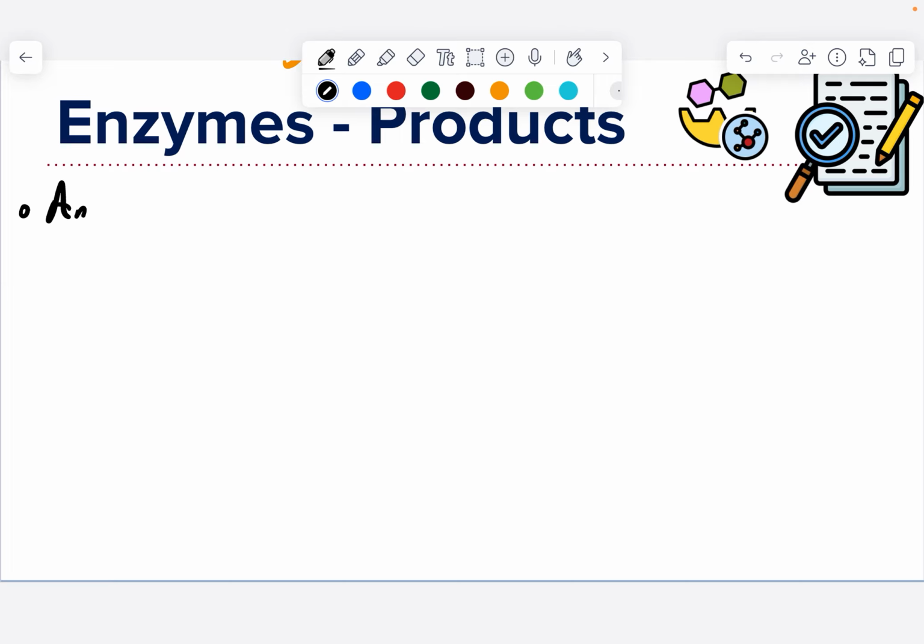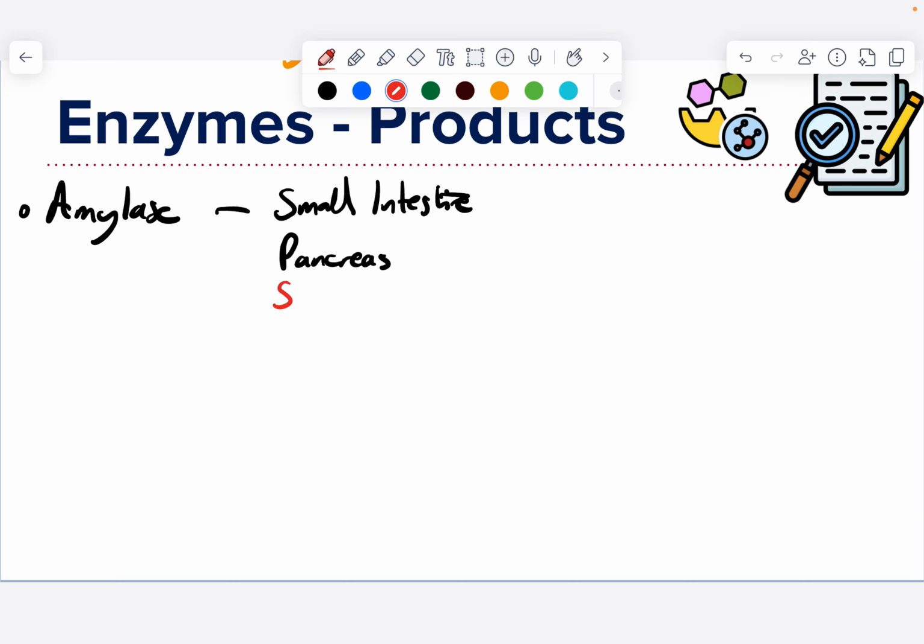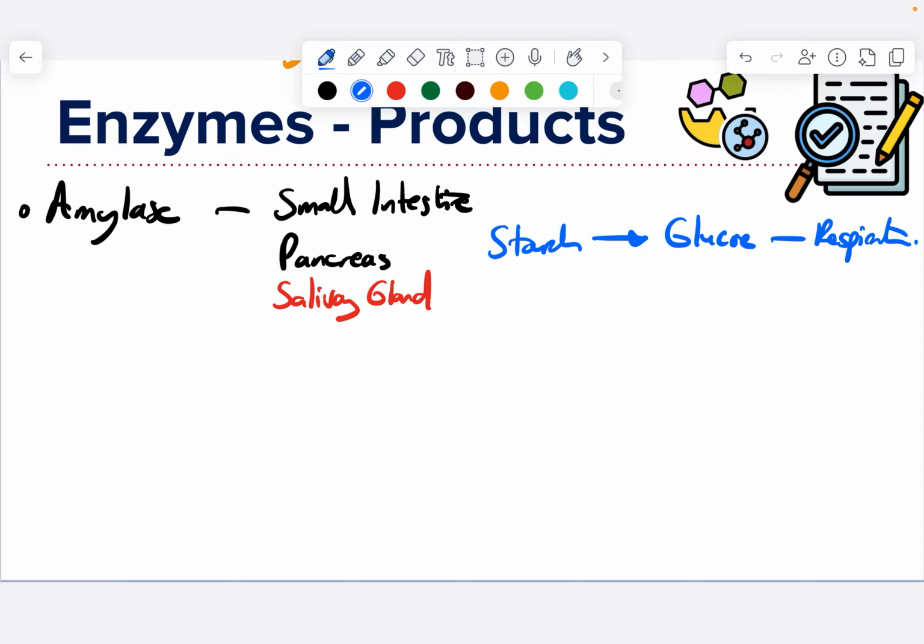In terms of the enzymes you need to know about, we've already spoken about a few of them. So we have amylase. Amylase is produced in 3 places. Of course, it's produced in the small intestine, because all of them are produced in the small intestine. It's produced in the pancreas. But in addition, as mentioned earlier, it is also produced in the salivary gland. The function is to break down starch into glucose, and glucose is needed for respiration.